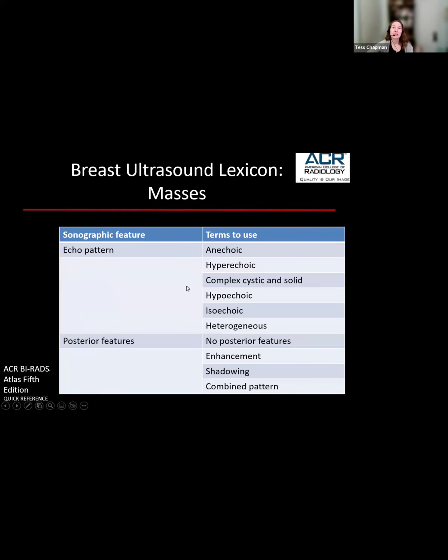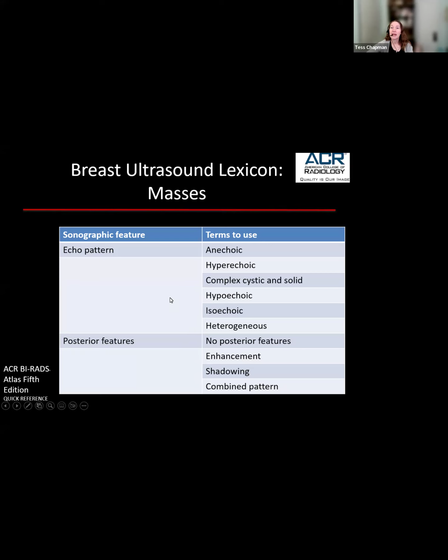And then as far as the internal echo pattern, we'll describe these solid masses as anechoic, hyperechoic, complex cystic and solid, hypoechoic, isoechoic, or heterogeneous. And then also comment on the posterior acoustic features. So is there posterior acoustic enhancement or shadowing or both?